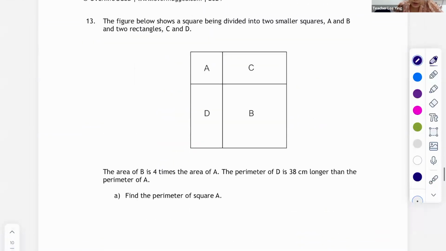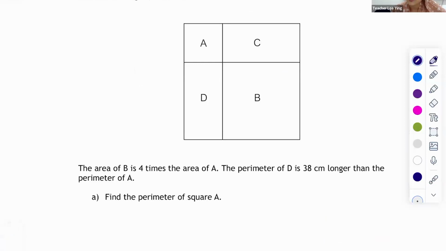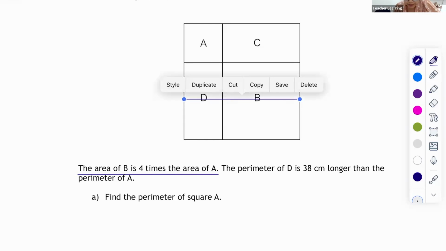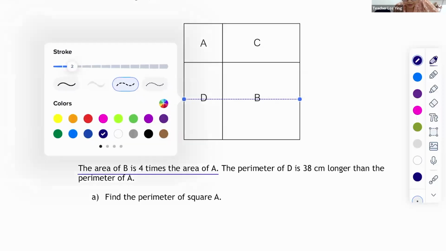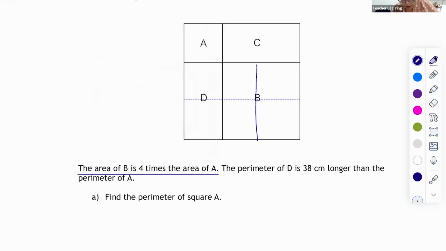Let's move on to question number 13. So question 13 shows a figure, a square. So the word square is very important, being divided into 2 smaller squares, A and B, and 2 rectangles, C and D. This is a very important clue that the area of B is 4 times the area of A. So if the area of B is 4 times that of A, this is what's going to happen. I can split B into 4 equal parts, which is 4 of A.